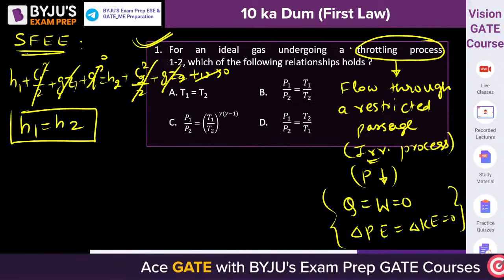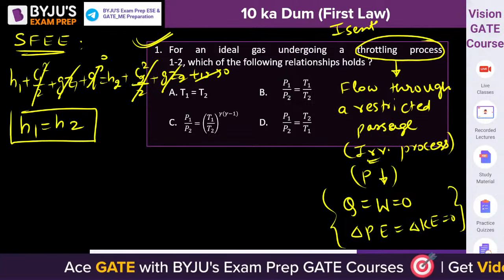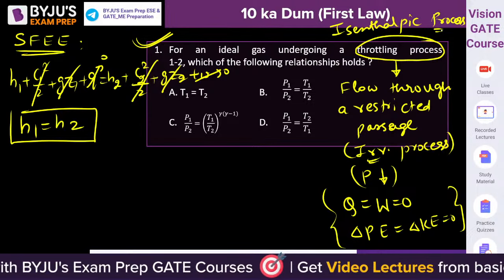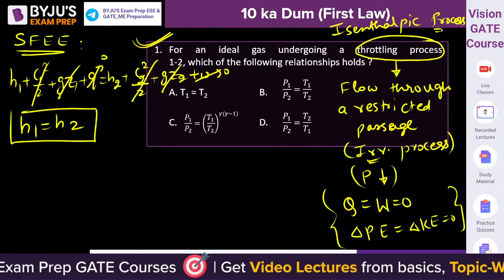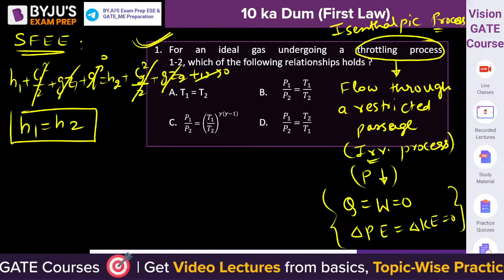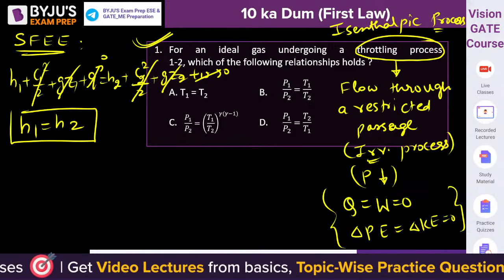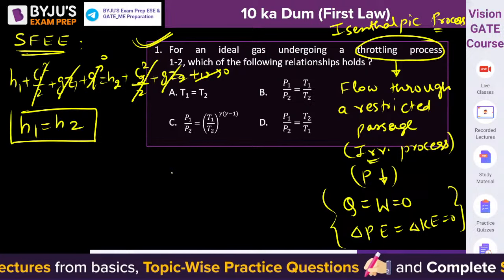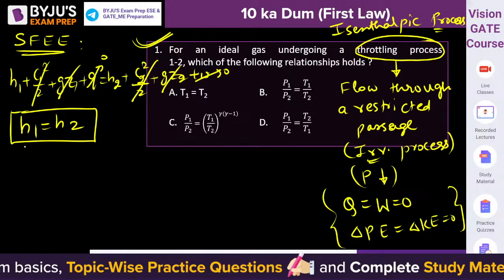So throttling is also called an isenthalpic process. Can anybody let me know the name of, or what do we call, the slope of an isenthalpic process? What is the slope of an isenthalpic process?